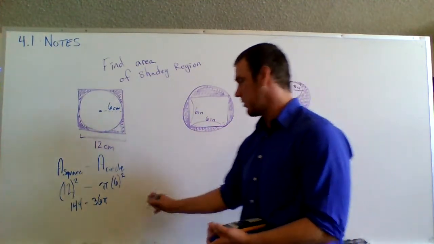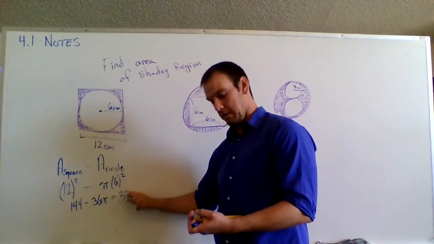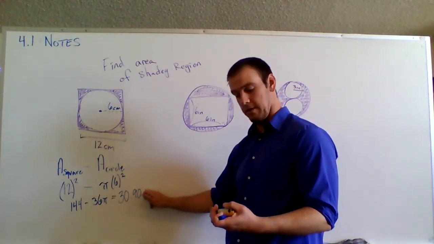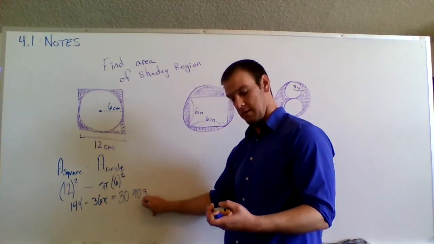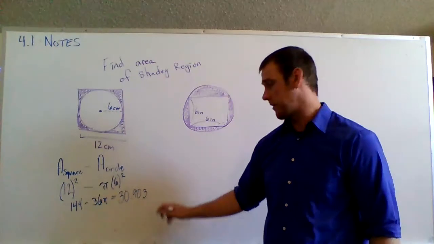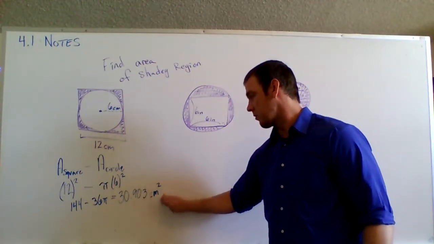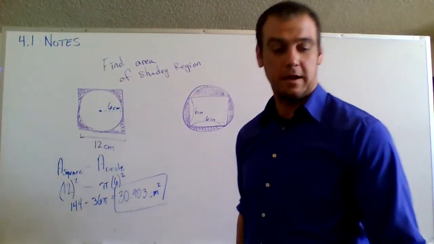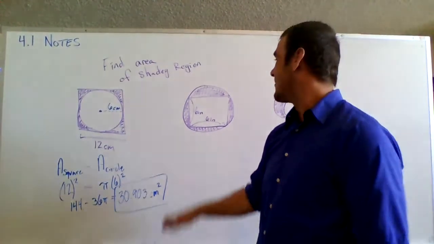We should come out to 30.9026, which will round up to 30.903. My units here, this is two-dimensional, so we're going to say centimeters squared. All right, that wasn't too bad. The next one's a little bit trickier.